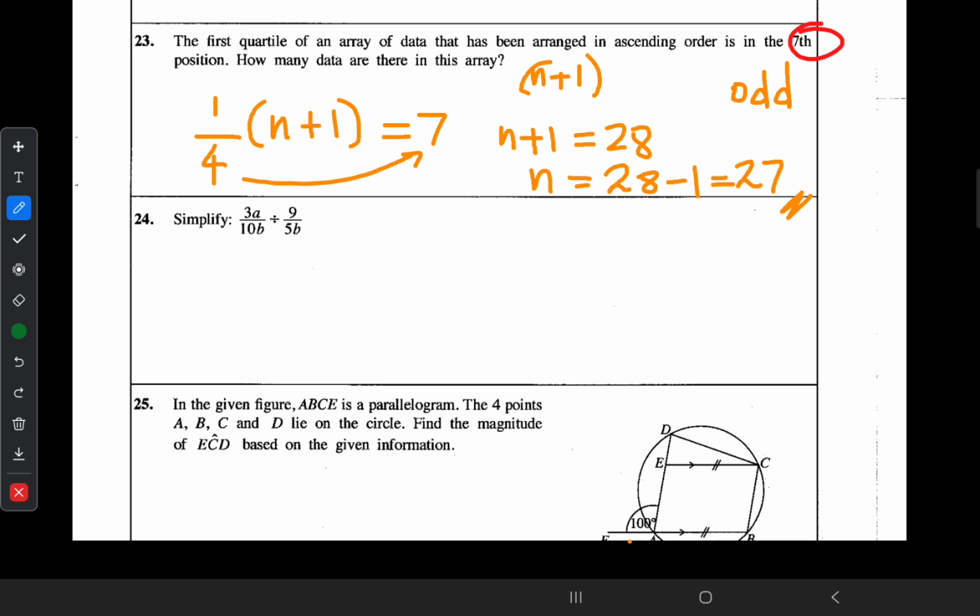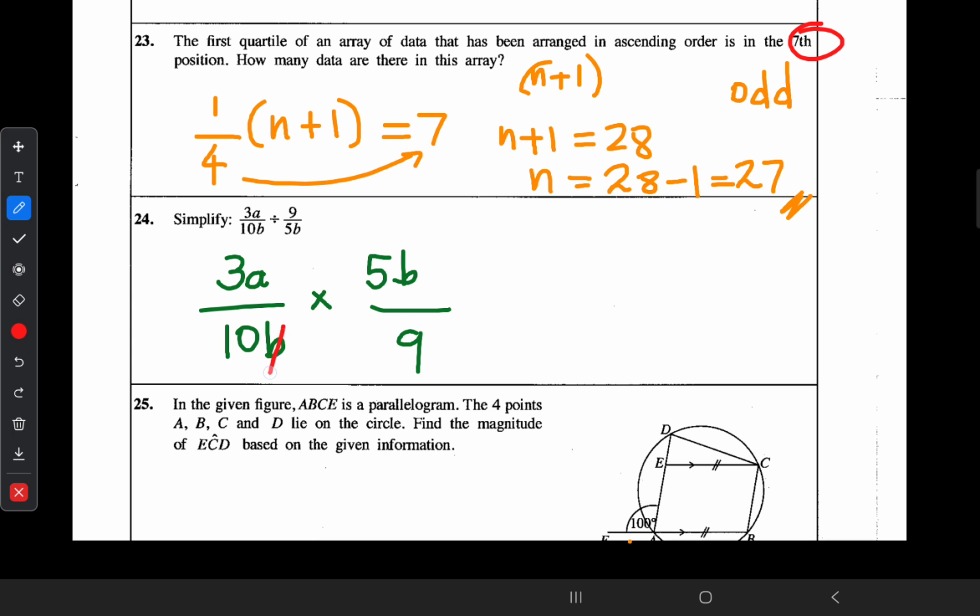And the 24th question, this is a division in fraction. We cannot do the division itself. Let's do this one as a multiplication. So while you are converting division as a multiplication, the right hand side fraction will become its reciprocal, 5b upon 9.